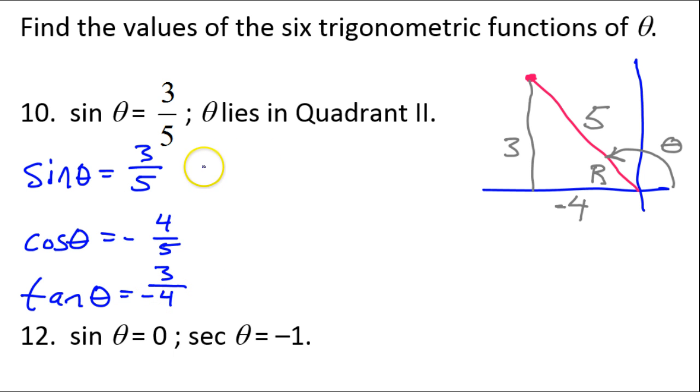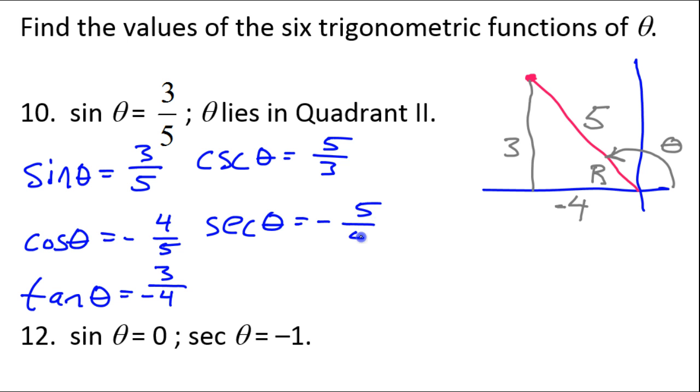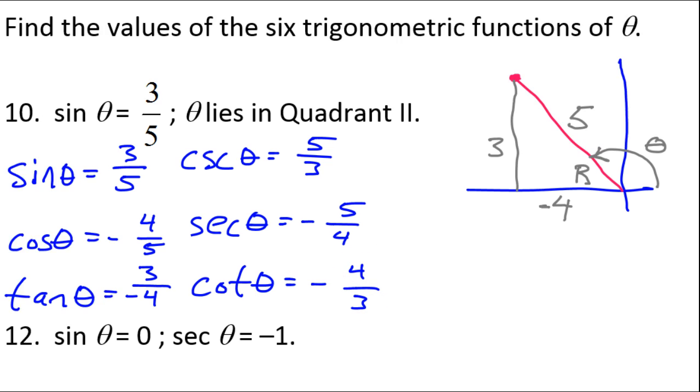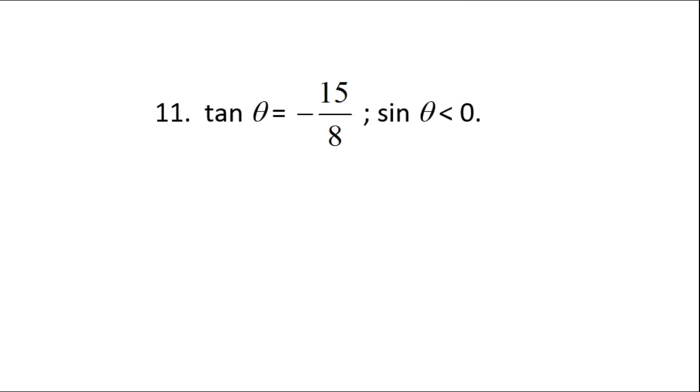Now the reciprocal ones. The reciprocal of sine is cosecant, so that'll be 5 over 3. The reciprocal of cosine is secant, so that's going to be negative 5 over 4. And the reciprocal of tangent is cotangent, so that's going to be negative 4 over 3. Let's take a look at number 11.